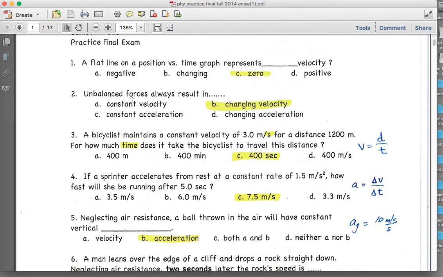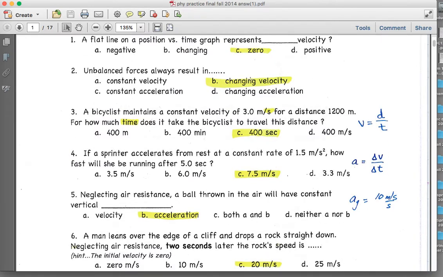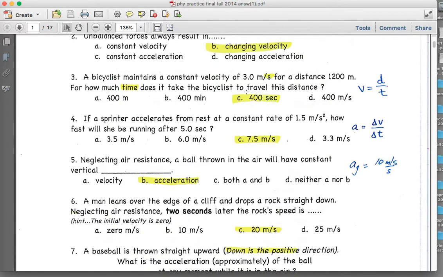Unbalanced forces would mean that you change the velocity of an object if unbalanced forces are applied to it. Number 3, really the key there, it wasn't really a math problem, it was just looking for whether you recognized the correct unit for time there.